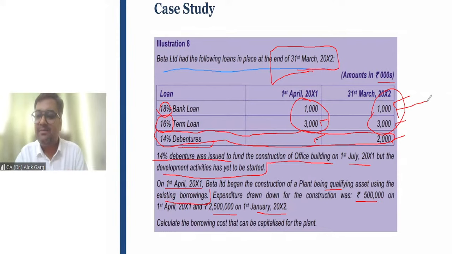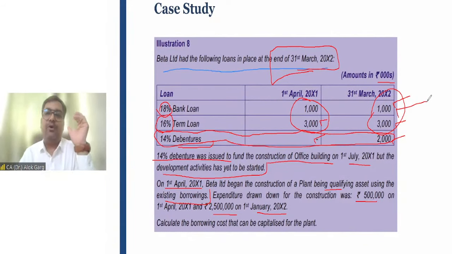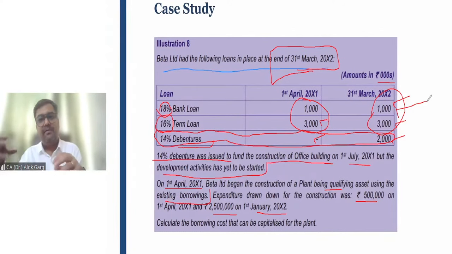But how has this 30 lakh rupees been used? It has been used in two manners. Number one, 5 lakh rupees has been used on 1st April. 25 lakh rupees has been used on 1st January. Right? And we need to compute the borrowing cost here. How to compute the borrowing cost? Number one, you need to compute the weighted average cost of the borrowing, the capitalization rate. Number two, you need to compute the cost of the borrowing, and it has to be computed for the amount which has been used for the period of the construction, right? So let's solve this question.